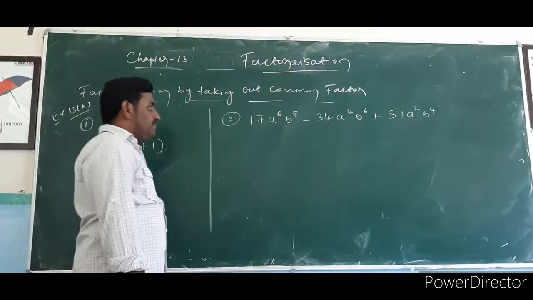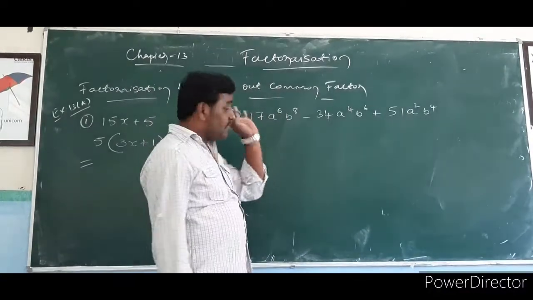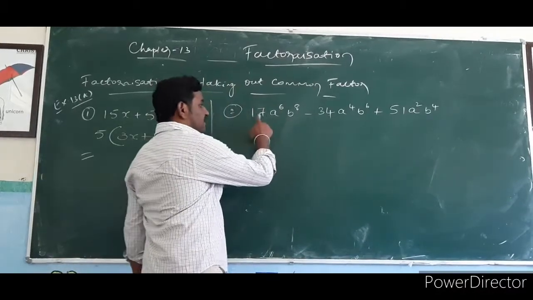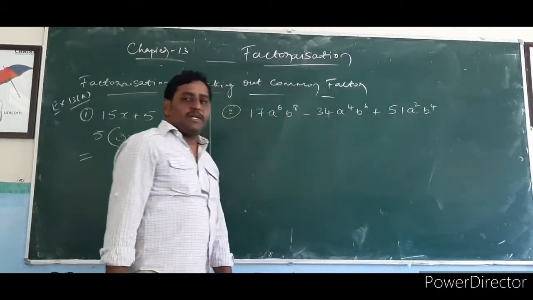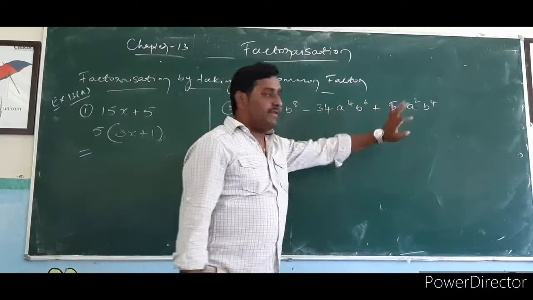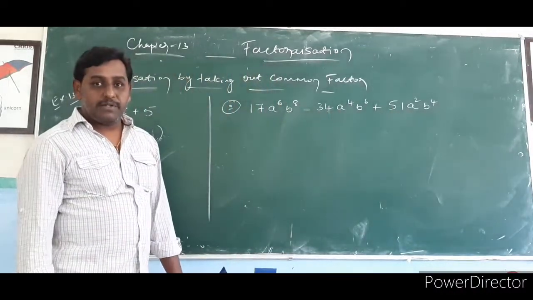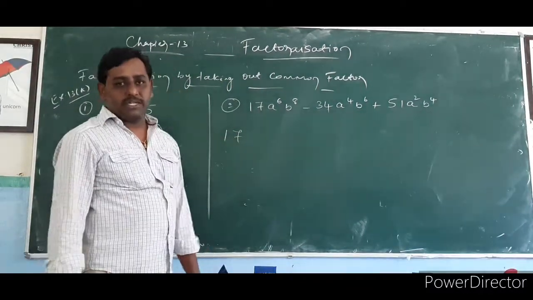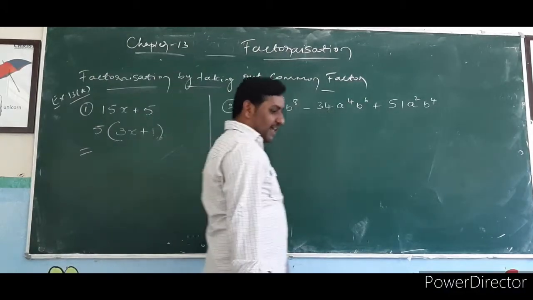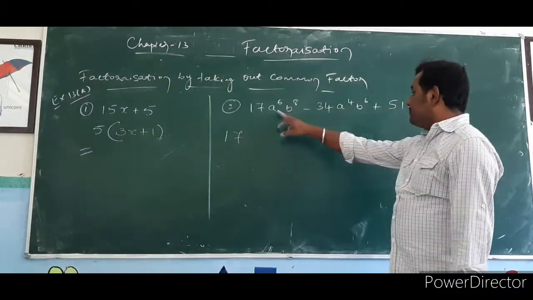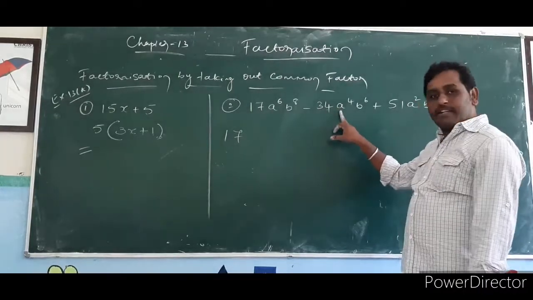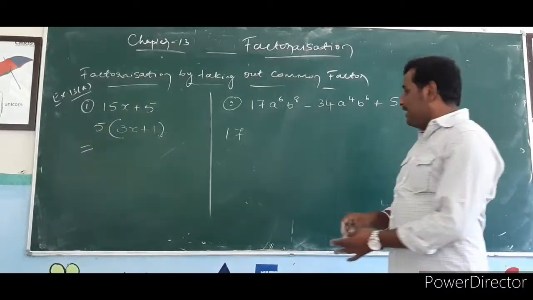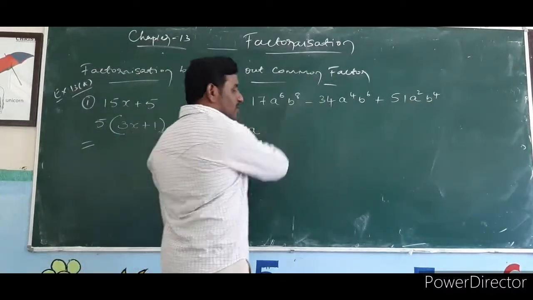So in the next question, 3 terms are given: first term, second term, third term. 17, 34, 51. First you check the numerical part. 17, 34, 51. By which number do they all easily divide? Take 17 as a common factor outside. Then you check the variable. It is very important in this session. Here a is there, the second term also a is there, the third term also a is there. So now we can easily take a as a common factor outside.